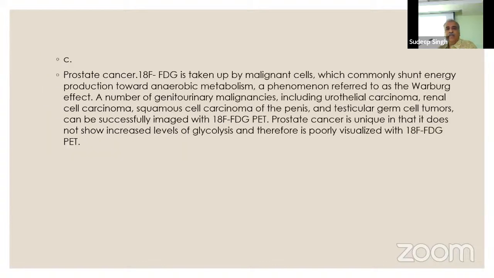FDG is taken up by the malignant cells, which commonly shunt energy production towards anaerobic metabolism, a phenomenon referred to as the Warburg effect. A number of genitourinary malignancies, including urothelial carcinoma, renal, squamous cell, and testicular germ cell, can be successfully imaged with 18F-FDG PET. Prostate cancer is unique in that it does not show increased levels of glycolysis and therefore is poorly visualized with 18F-FDG PET. Can FDG PET be done in diabetics?